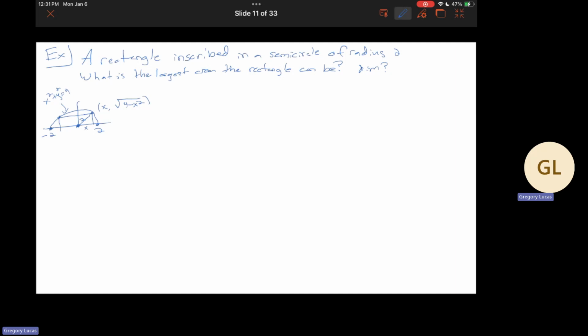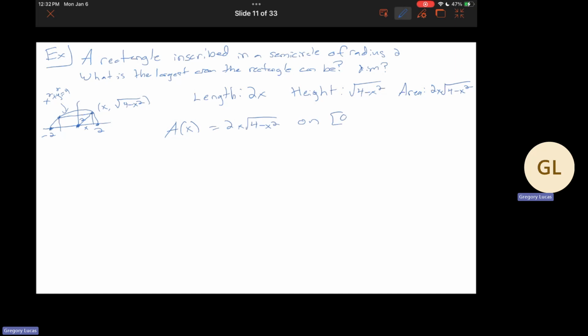Okay, so let's see what we know. The length of this rectangle should be 2x. We found the height from the Pythagorean theorem. It's going to be the square root of 4 minus x squared. So that makes the area 2x times the square root of 4 minus x squared, because remember, area is just length times height. So let's call it A of x equals 2x square root of 4 minus x squared.